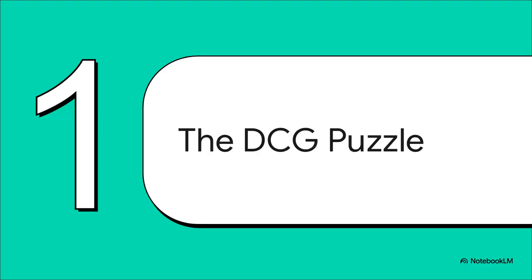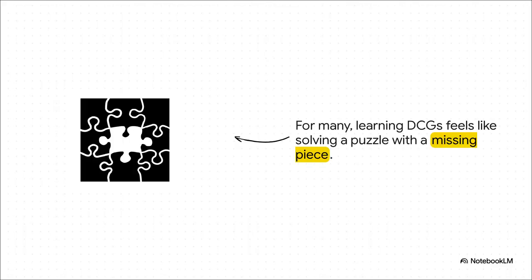So let's start by framing the problem, right? We're going to treat learning DCGs just like we're solving a puzzle. One that, let's be honest, trips up a lot of really smart programmers. And for so many people, this is exactly what it feels like. You've got all these pieces laid out in front of you. You've read the tutorials, you've seen the code, but it feels like one crucial piece is just gone. You can tell they're supposed to be powerful, but you just can't see how it all fits together.